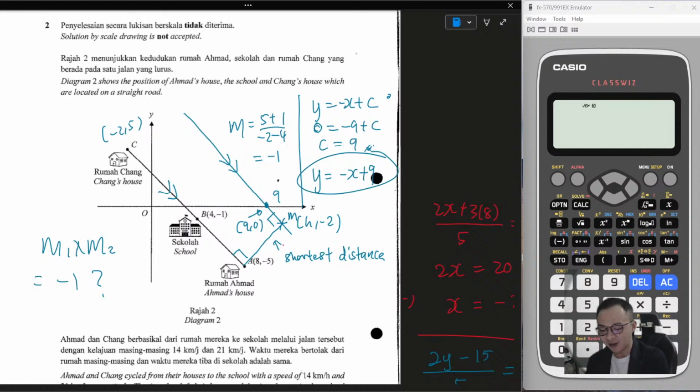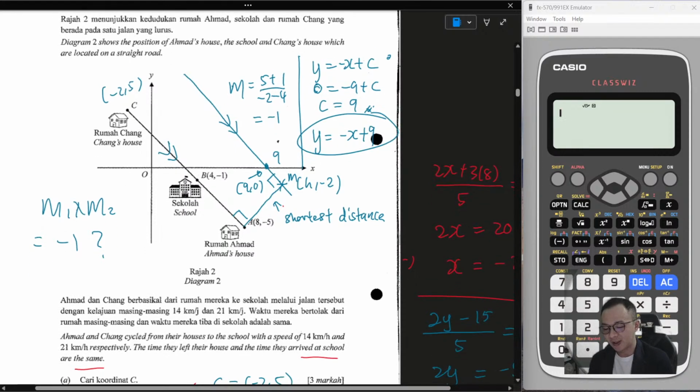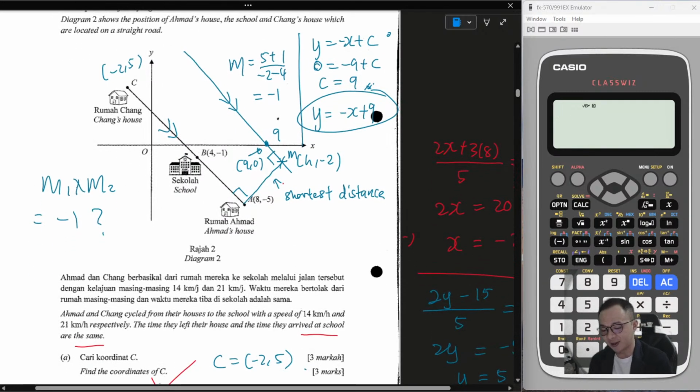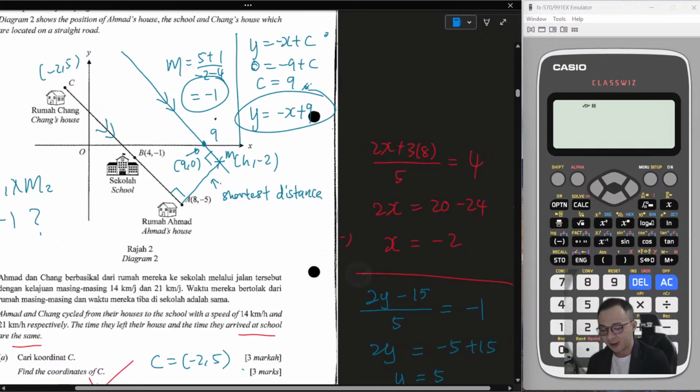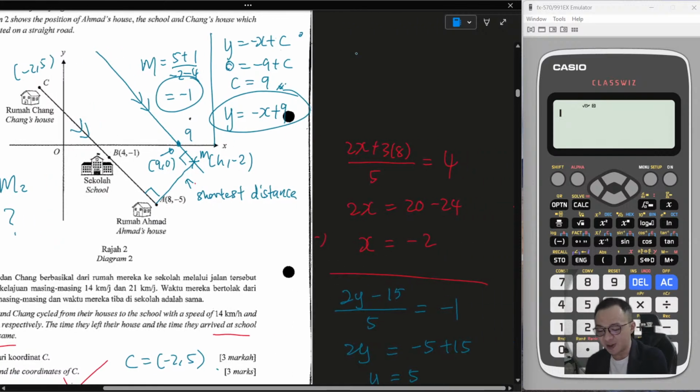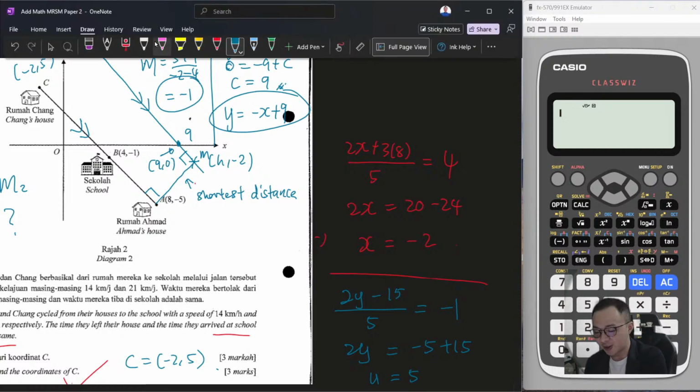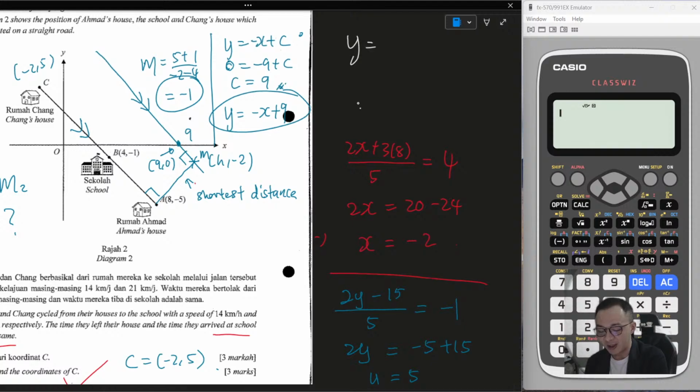After I got this equation, the next thing I want to find is the gradient between m to a. Because this gradient is -1, it is very easy. So I will need to use this equation to find my h value first, because h is on the route, isn't it? So I can sub in the h coordinate into this equation. y equals -x plus 9. So this one is h, -2, that means y is -2.